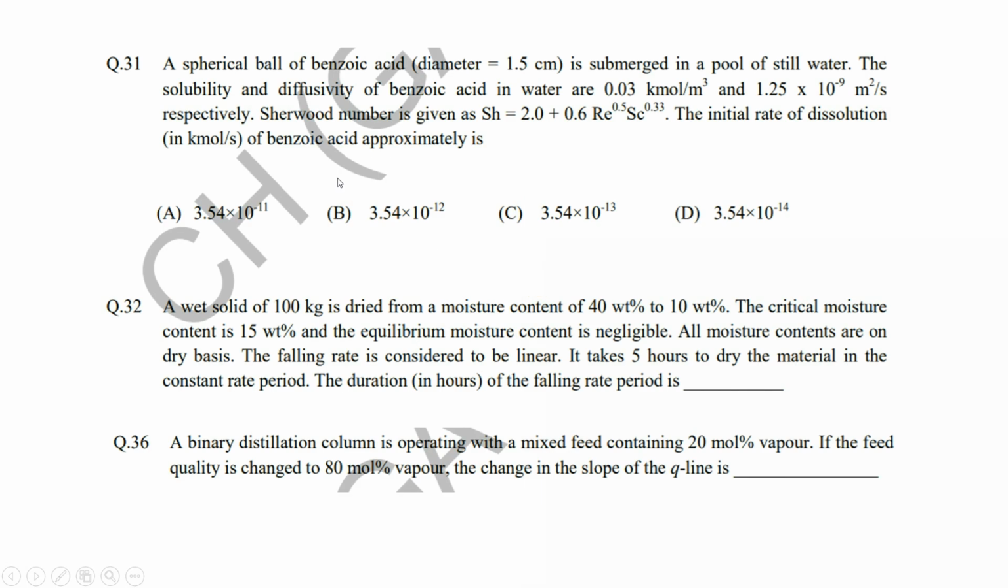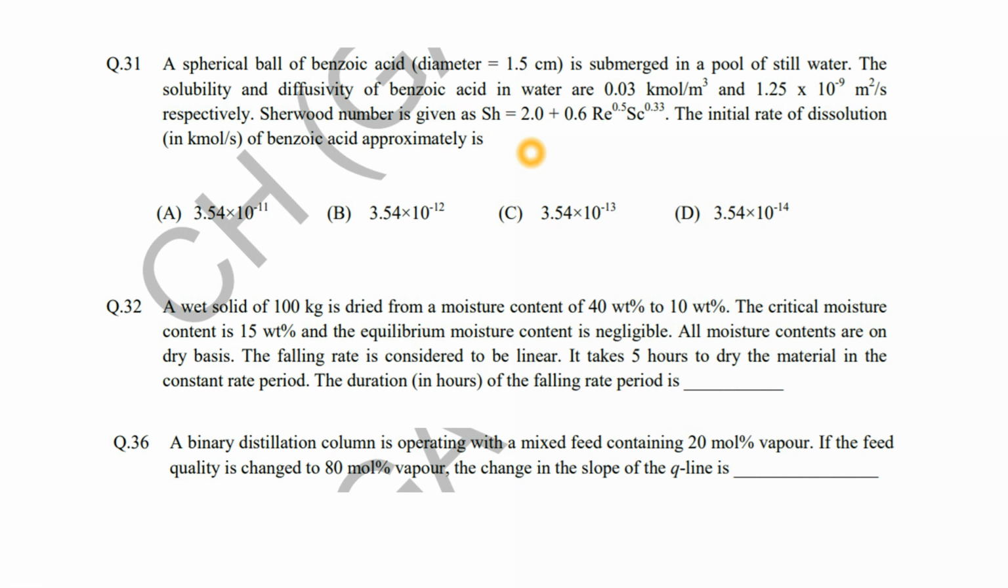Our next questions from GATE 2015 mass transfer, each for 2 marks. Actually, in this we will solve 3 questions, each for 2 marks, right? A spherical ball of benzoic acid is submerged in a pool of still water. The solubility and the diffusivity of benzoic acid in water are given, 0.03 kilomole per meter cube, and so on. Sherwood number is given. The initial rate of dissolution of benzoic acid approximately is.